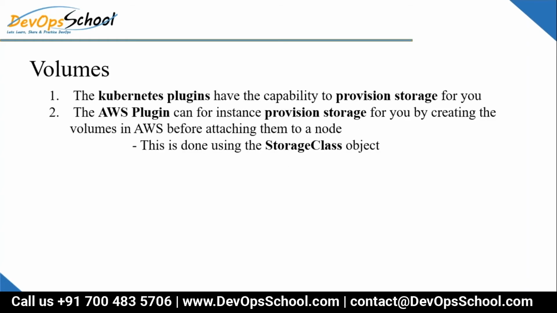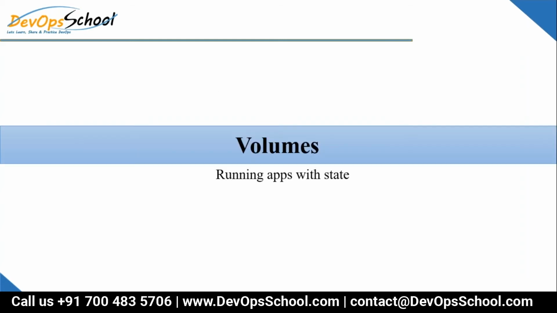The Kubernetes volume plugins have the capability to provision storage for you. The AWS plugin can, for instance, provision storage by creating volumes in AWS before attaching them to a node. The AWS plugin is one of the volume plugins which can help you attach AWS storage to the Kubernetes platform.